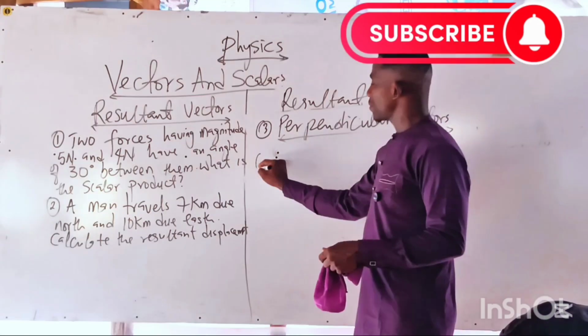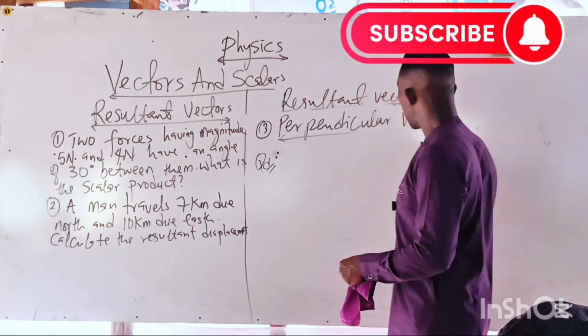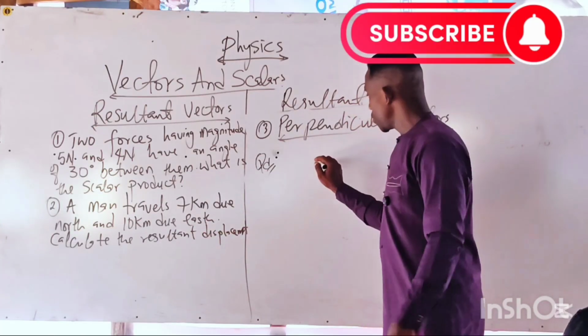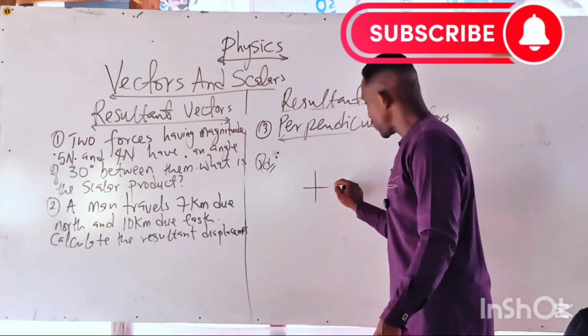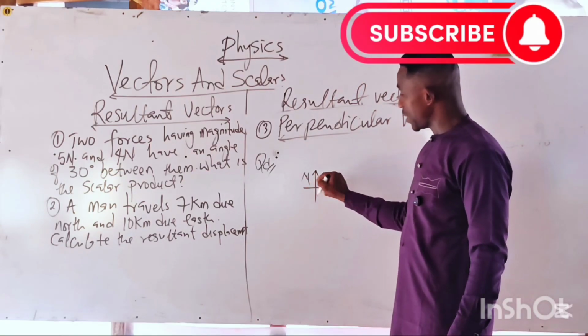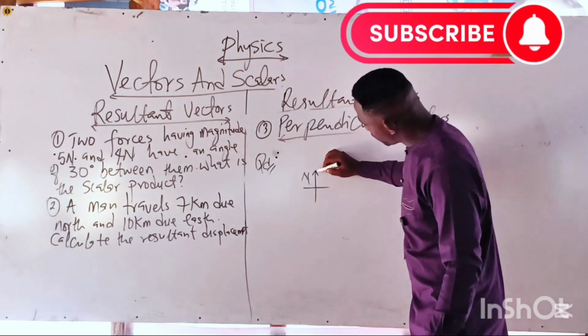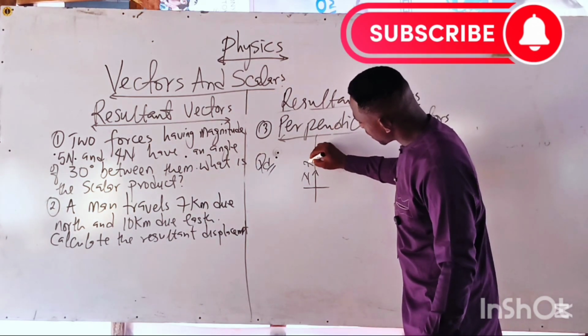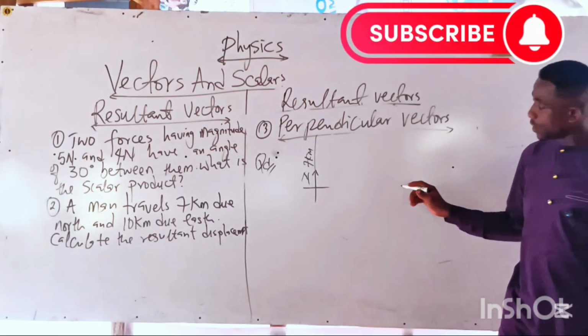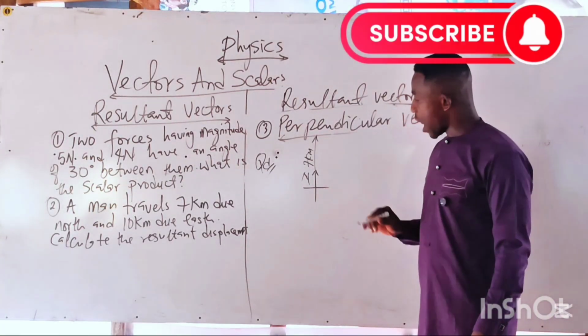So from here, on perpendicular vectors, a man travels 7 kilometers due north. You draw the cardinal points bearing again. This is north. A man travels 7 kilometers due north. Pay close attention to this. 7 kilometers due north. Have you seen it?